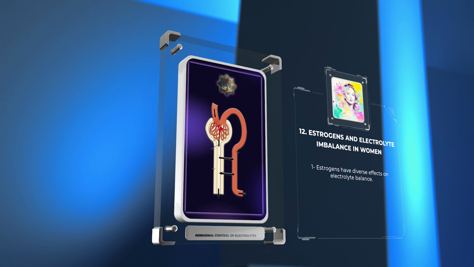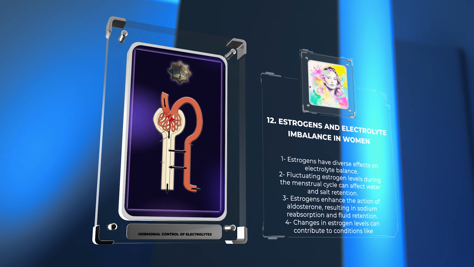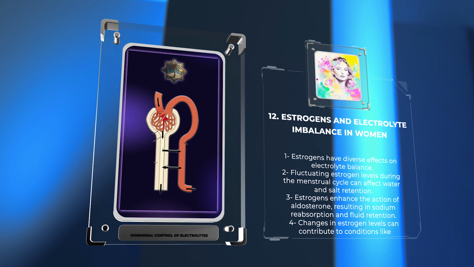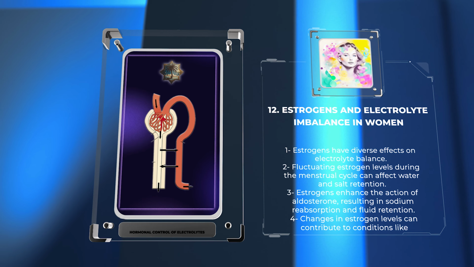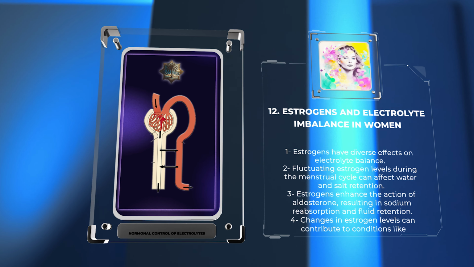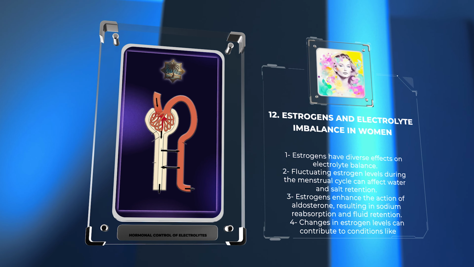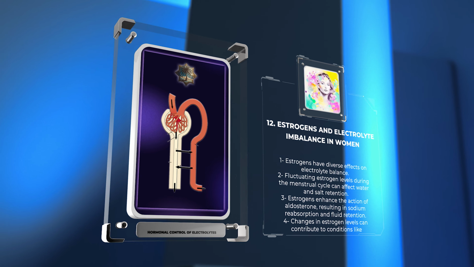Estrogens, the primary female sex hormones, have diverse effects on electrolyte balance. During the menstrual cycle, estrogen levels fluctuate, affecting water and salt retention. Estrogens enhance the action of aldosterone, which increases sodium reabsorption, leading to fluid retention. Changes in estrogen levels can contribute to conditions like premenstrual syndrome and pregnancy-associated edema.